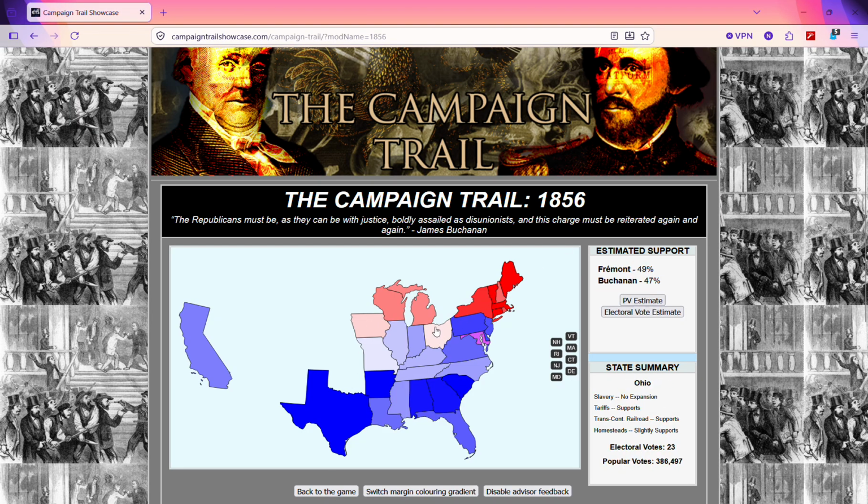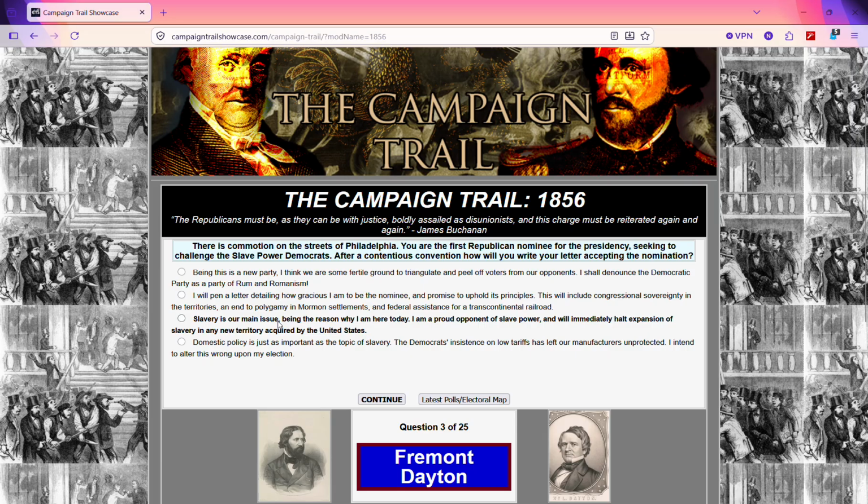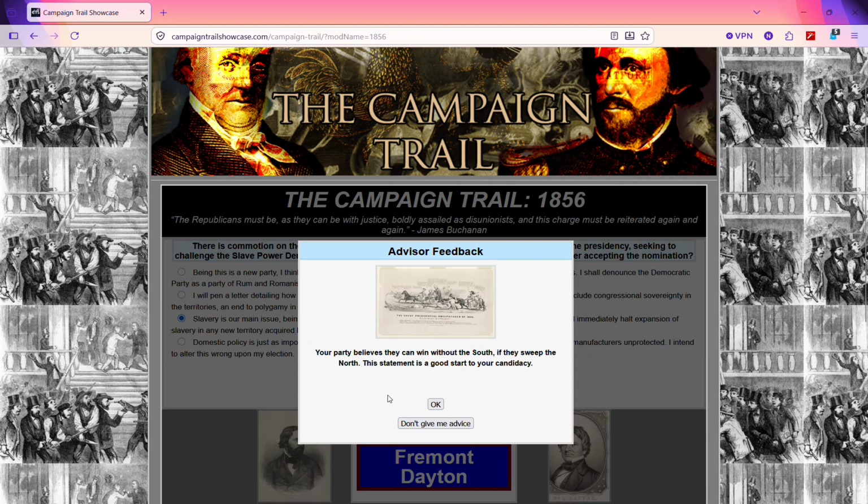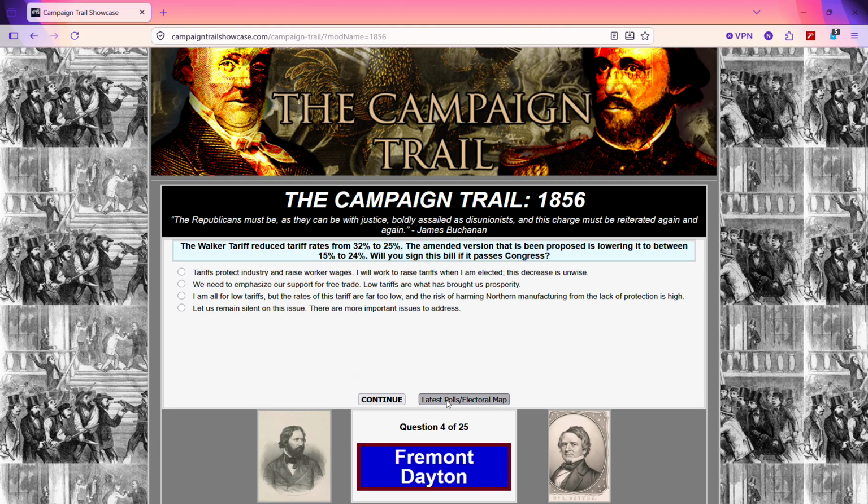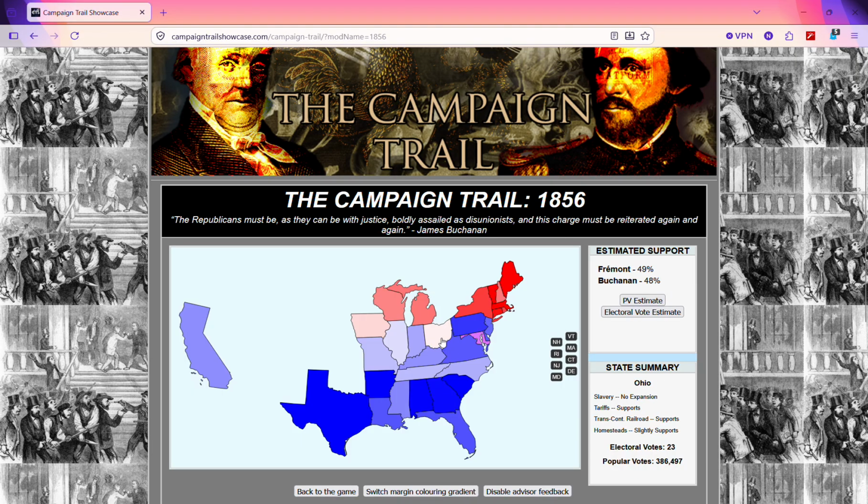So, in the states we need it, we're not going to win the South. We're not even going to try. We're not even on the ballot in pretty much all these states. So, we'll go slavery. Your party believes they can win without the South. If they sweep the North, their statement is a good start. Alright. Ohio's 1 point. Not Buchanan. Illinois is 3. Missouri is winnable.